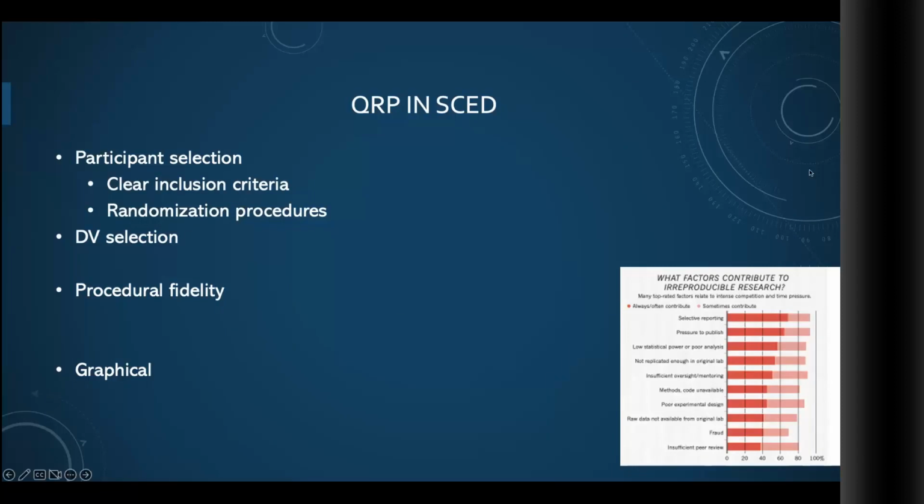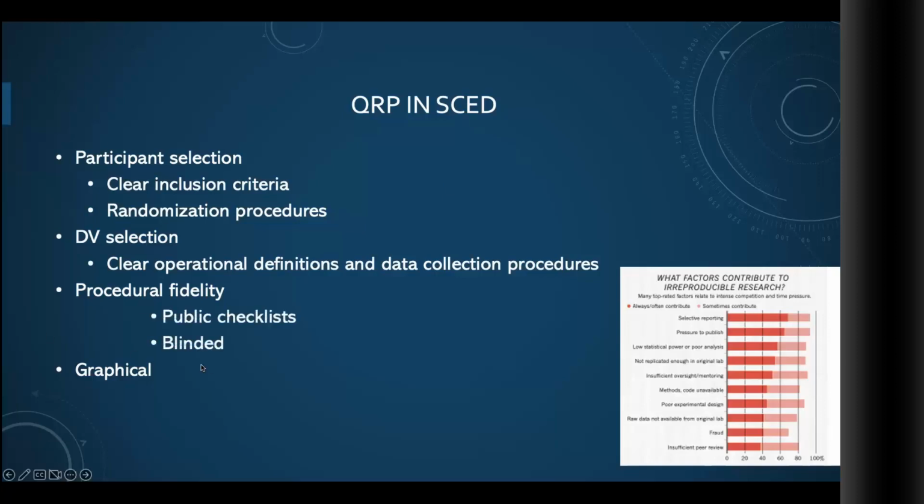Because then I'm not picking and choosing who's going to be in which group or who's going to be in which part of my study. I'm going to just randomize it and not be selective over that. When it comes to DV selection, having very clear operational definitions, and like I said, clear data collection procedures that are ideally chosen up front and not waiting until I know what might highlight my data in the best light.